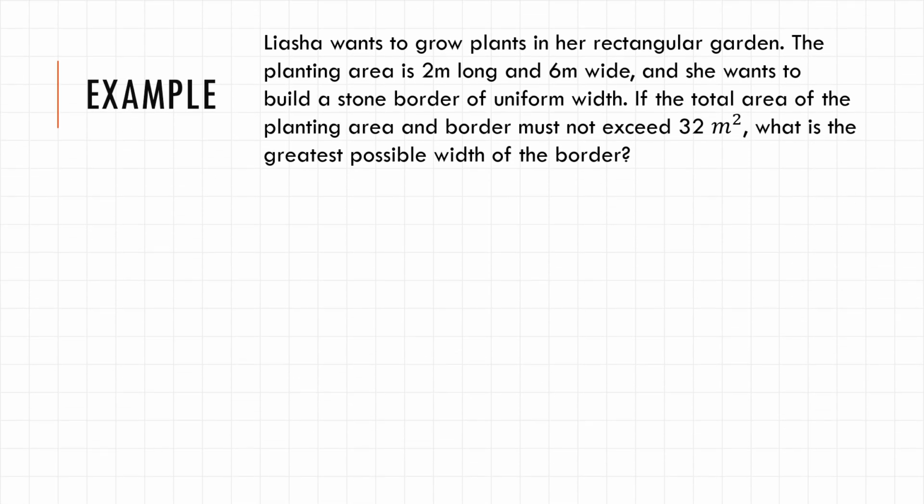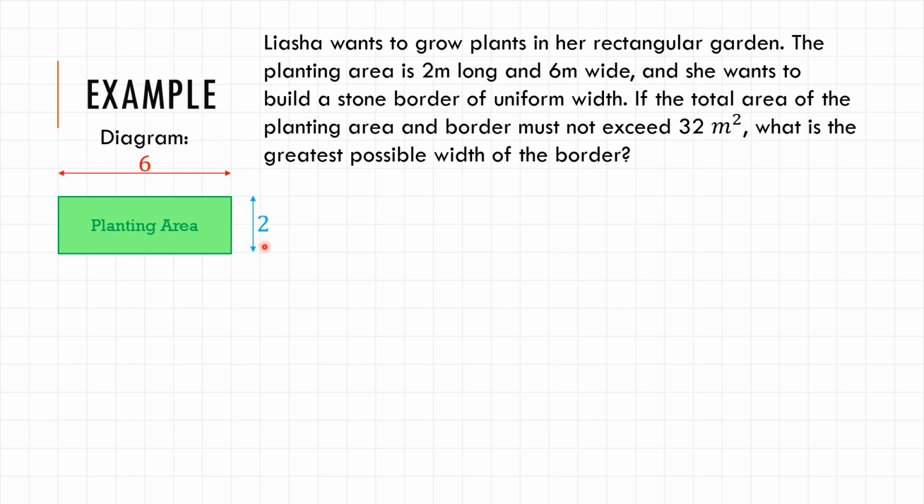Let's do an example here. Liasha wants to grow plants in her rectangular garden. The planting area is 2 meters long and 6 meters wide. Okay, so I'm just going to start with a diagram right away. So my diagram is going to be, here's the planting area. Remember, it's 6 meters wide and it's 2 meters long.